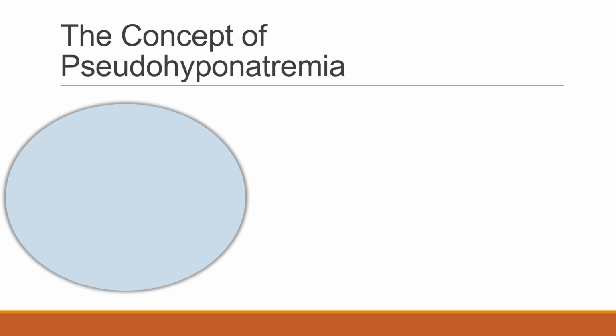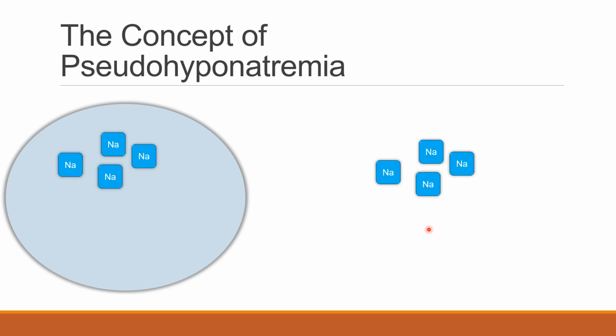So normally what happens in the body, this is the cell and this is outside the cell. So this is the intracellular compartment, this is the extracellular compartment. In the intracellular compartment there is some sodium, and in the extracellular compartment also there is some sodium. This is the total sodium content of the body.